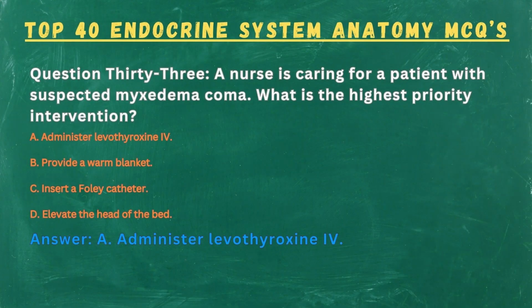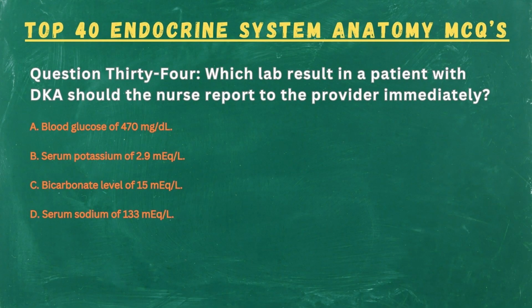Answer: A. Administer levothyroxine IV. Question 34. Which lab result in a patient with DKA should the nurse report to the provider immediately? A. Blood glucose of 470 milligrams per deciliter. B. Serum potassium of 2.9 milliequivalent/L. C. Bicarbonate level of 15 milliequivalent/L. D. Serum sodium of 133 milliequivalent/L.